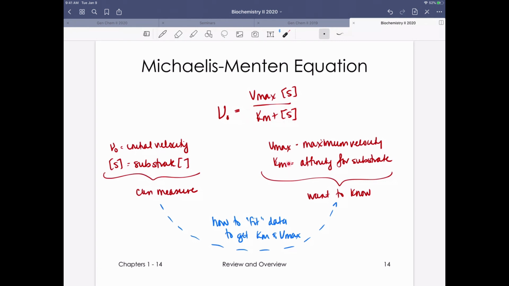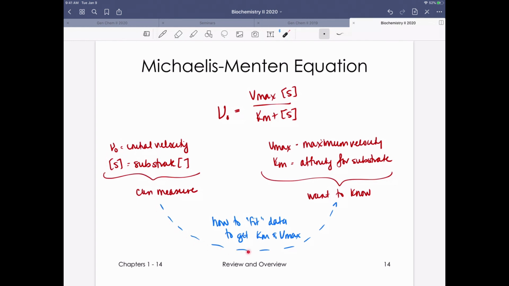So importantly, Km we can think about as the enzyme's affinity for substrate, or thought of another way, it's the substrate concentration you need to be at in order for the reaction velocity to be half of its maximum. So these tend to be two important kinetic parameters we'd like to know about. So again, Vmax and Km is what we want to know, but what we're able to measure are things like the initial reaction velocity and substrate concentration.